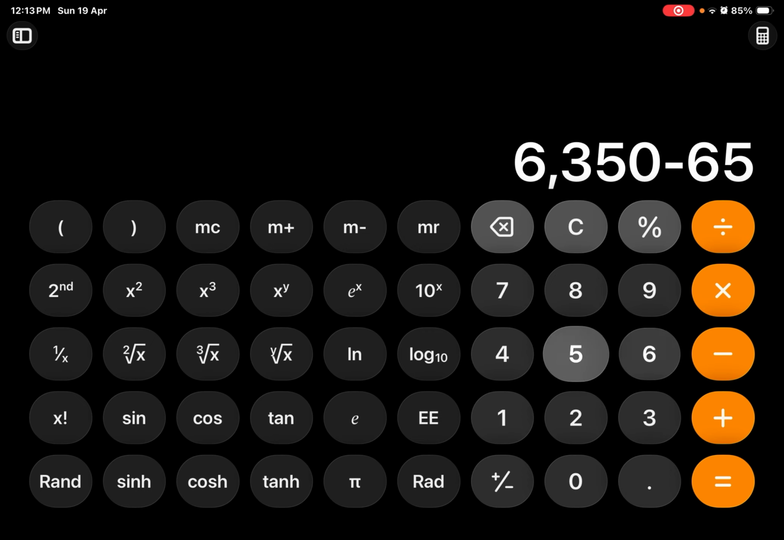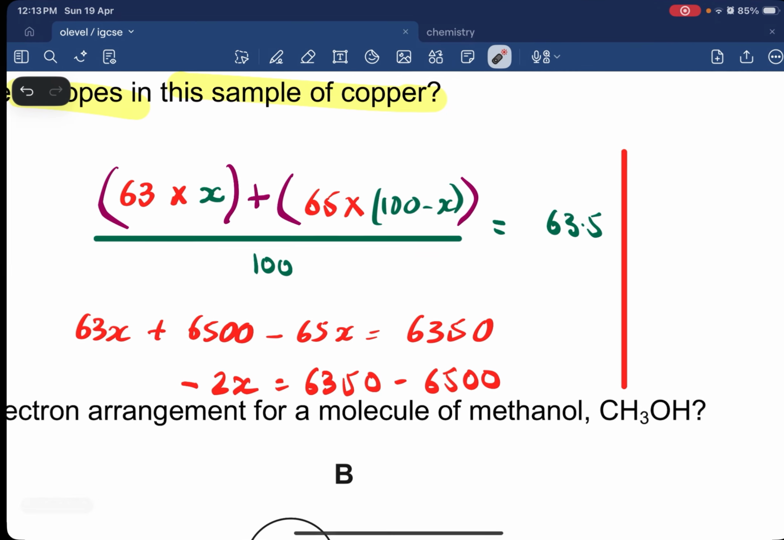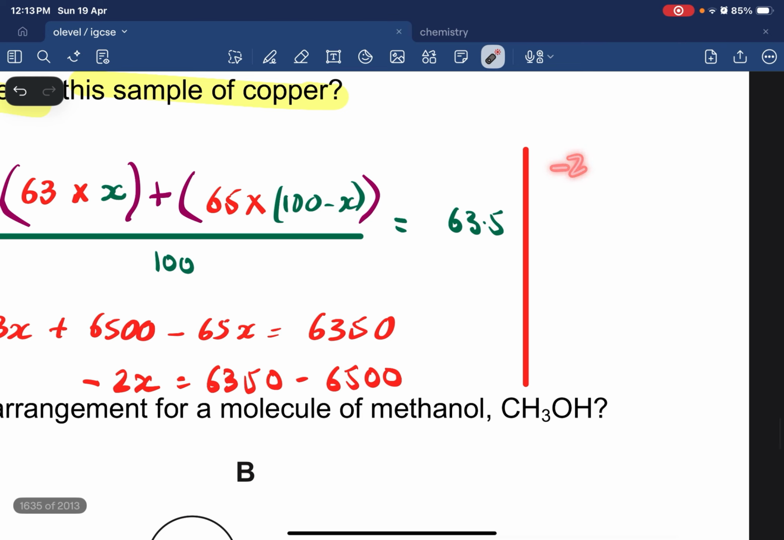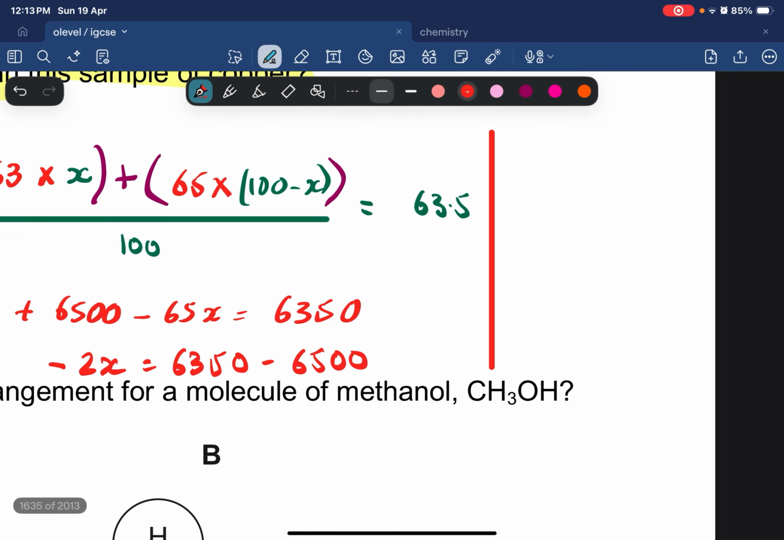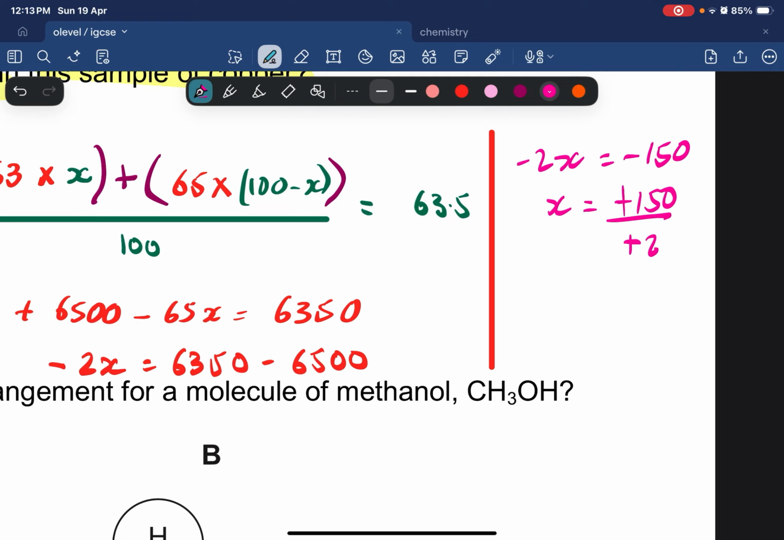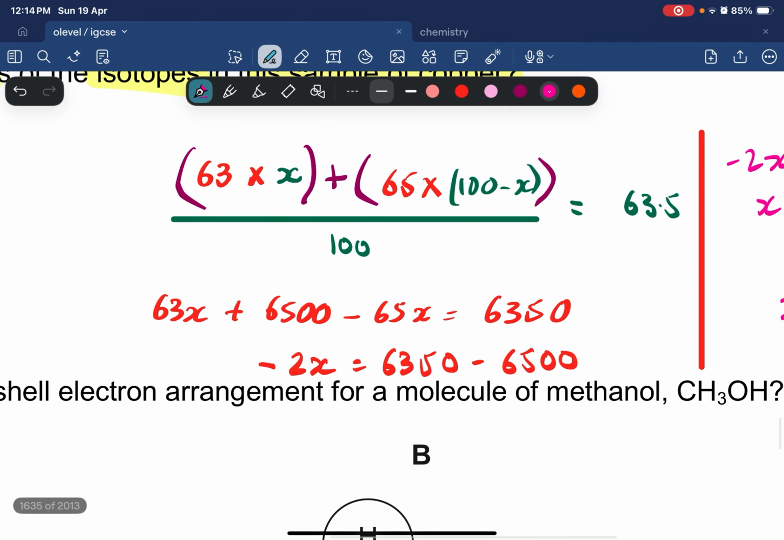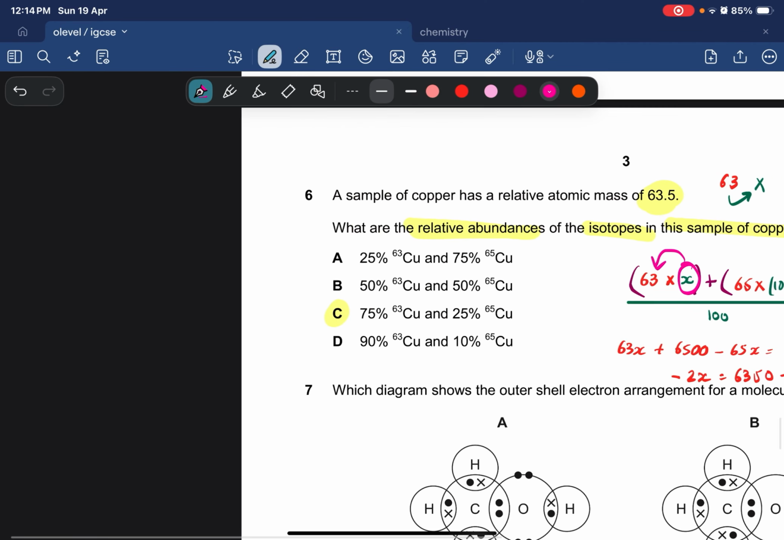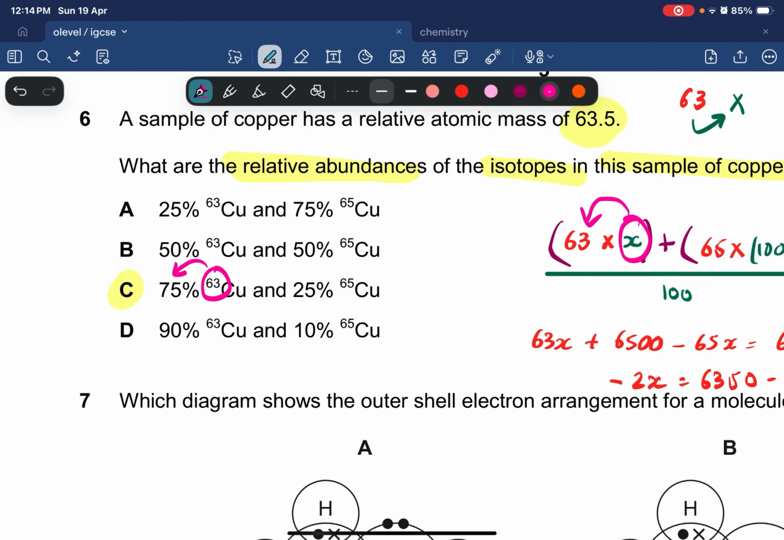6350 minus 6500 is negative 150, minus 2x equals negative 150, x equals negative 150 upon negative 2, which is 75. So x equals 75%, because we considered x to be the percentage of 63. So the percentage of the 63 isotope is going to be 75, and if that's 75, what's going to be the percentage of the 65 one? It's going to be 100 minus 75, which comes out to be 25%. Got it?